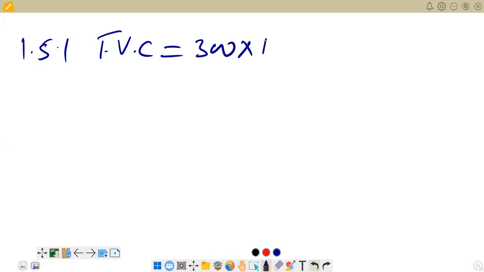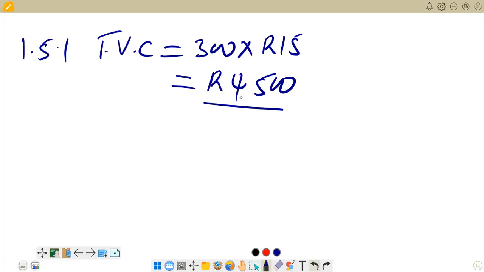So if you come here now, this is 1.5.1. We are saying total variable cost is equal to the total number of units multiplied by the amount per unit. So you put 300, then you multiply by 15. And if you multiply the two, you are supposed to get 4,500. So that's what we have there. Then we move on to the next one, which is 1.5.2.